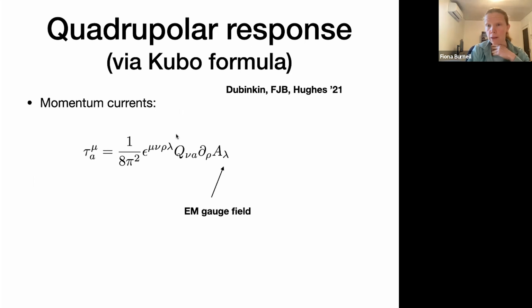Now, the other thing that this predicts, so this is again a mixed current correlator, is a momentum current if I apply electromagnetic gauge fields, again proportional to this quadrupole moment of the Weyl nodes.